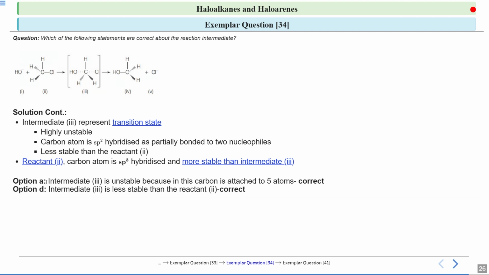So your option A statement, that intermediate third is unstable because in this the carbon is attached to 5 atoms, is the correct statement. And your option D, that intermediate third is less stable than the reactant second, is also correct. So our options A and D both are our correct answer.